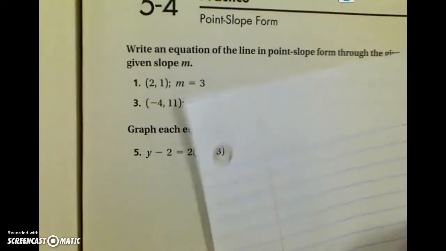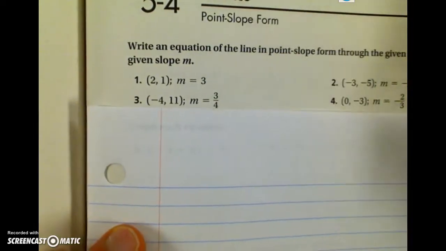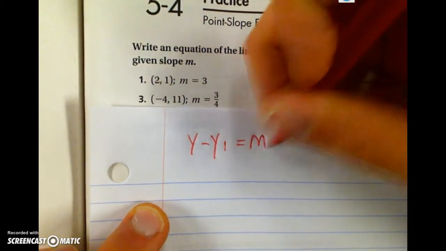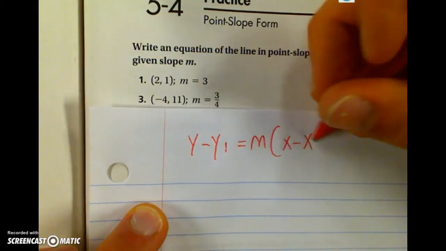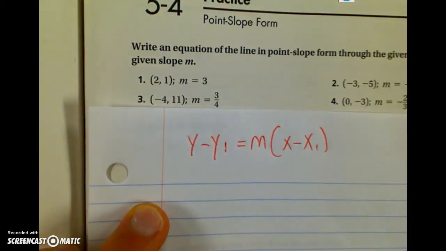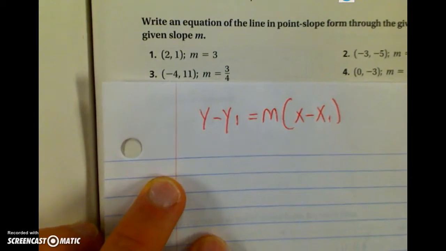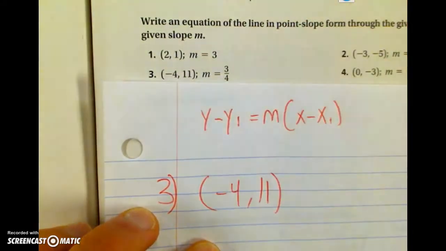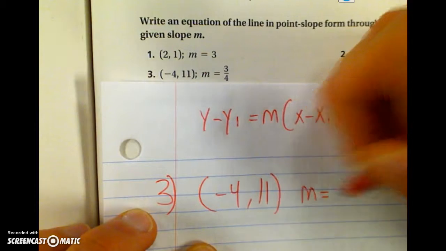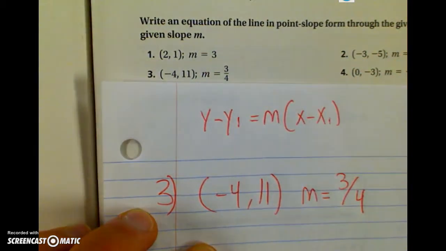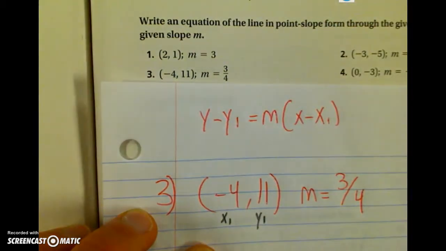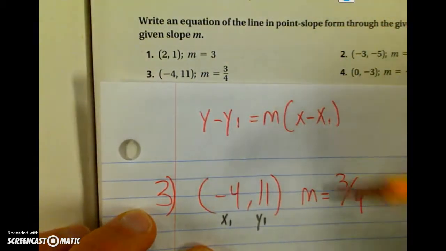Alright, so this is just where we're going to be taking our knowledge of point slope, which we know is y minus y1 is equal to m times x minus x1. Now when they give us a coordinate point, we'll do number 3 here together. In this case it's negative 4, comma 11, and they give us a slope. We know that this x coordinate is our x1, this y coordinate is our y1. All we're doing is taking these different values and plugging them into our equation.